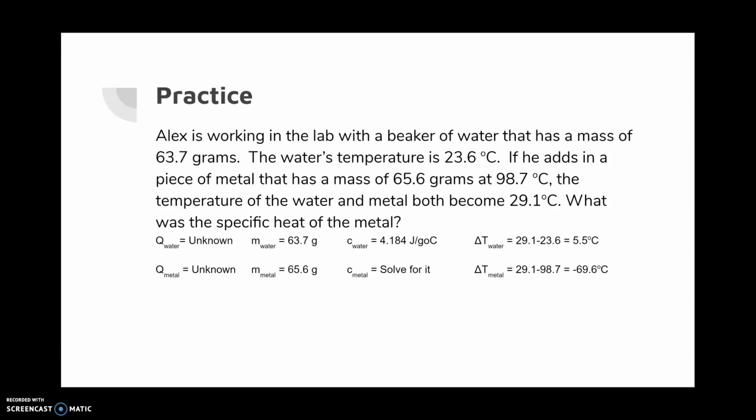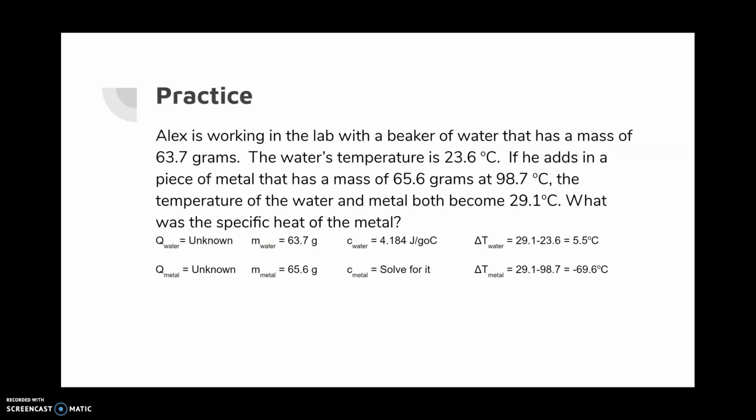Finally, the only other thing that we know is the specific heat of water, 4.184 joules per gram degrees Celsius. And the question tells us, what is the specific heat of the metal? So under C metal, I've put "solve for it," because that is what I'm going to have to solve. The other two unknowns, which I don't know, are the Q's.